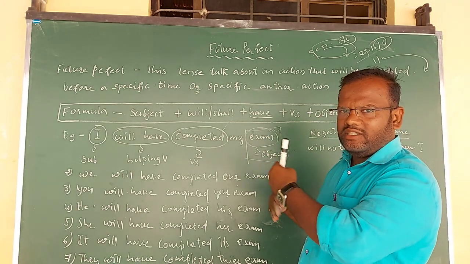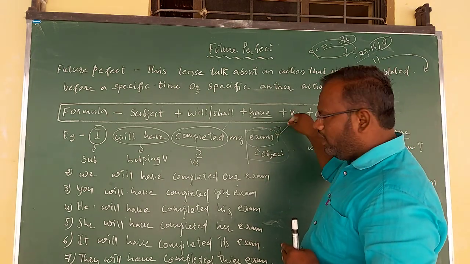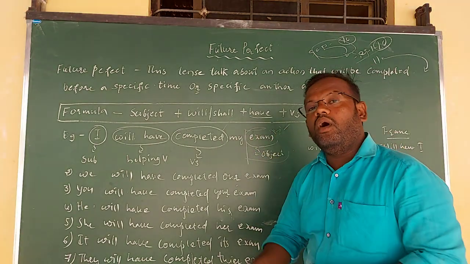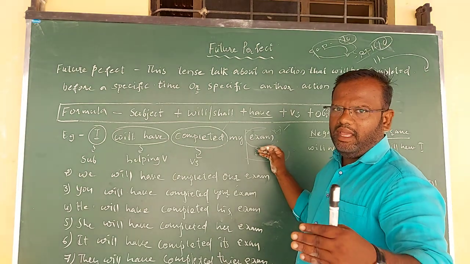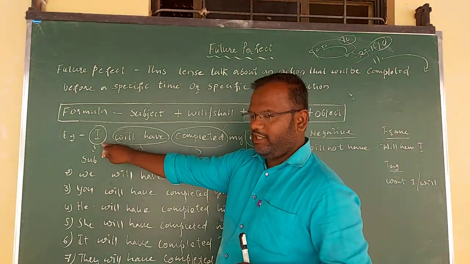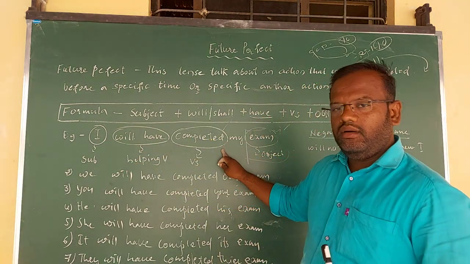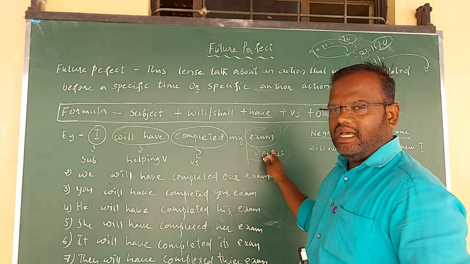If you are thinking that it is also working as a verb, we should not take it out in this manner. I have completed my work, you can call it out, but it is not considered as a main verb. So therefore, subject plus helping verb will have, completed my exam. I will have completed my exam.